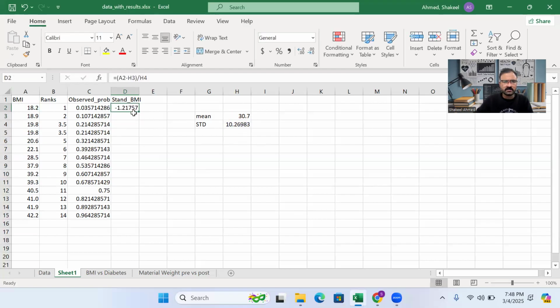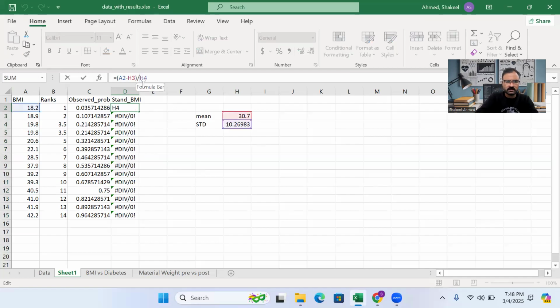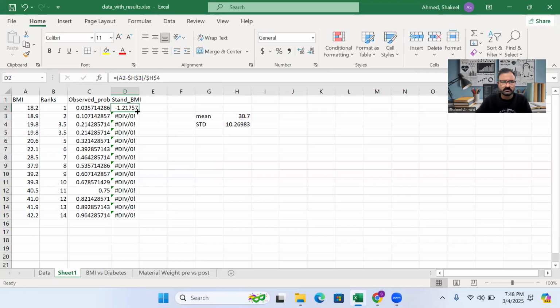Now, these are the standardized values corresponding to these probabilities. Sorry, it's not working. So we need to fix these values, again using the dollar sign here. You can just put the dollar sign here, and in these two values, the mean and standard deviation are fixed. Otherwise, it will automatically take the next value. Now we can find the values. These are the standardized values.